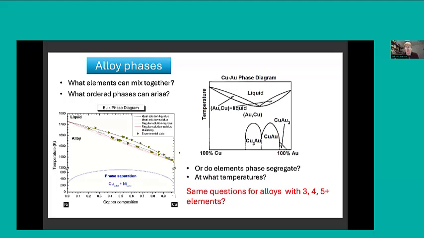So those are the sorts of questions we now want to ask for these multi-component alloys: three, four, five plus elements mixed together. Which can mix? Are there solid solution phases that are stable down to low temperatures? Are there some ordered phases that can arise? And obviously, primarily, do they have useful properties that we can exploit in applications?